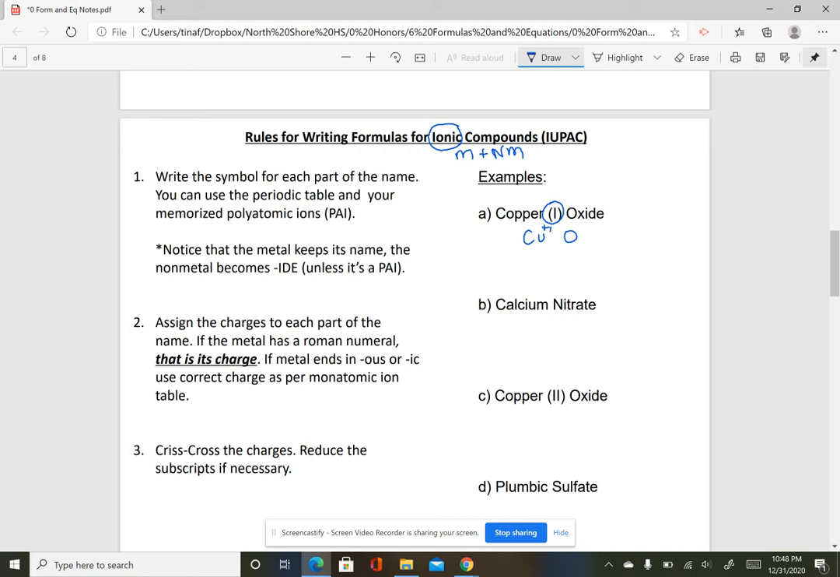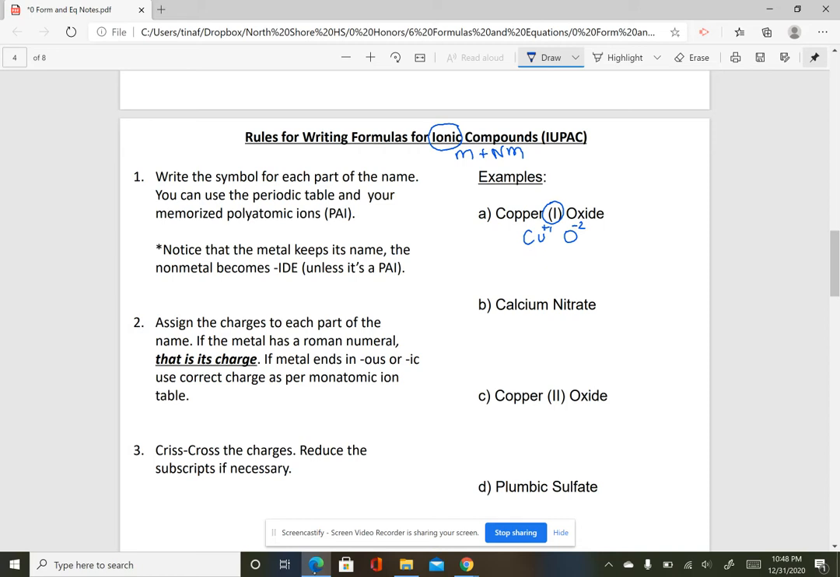Now, oxygen, if you guys go to your periodic table, we wrote down across the top what the charges are for all the columns, right? So if you see that oxygen is in group 16, we know, or we memorized, that the group 16 elements have a -2 charge. Okay? So that's what we do.